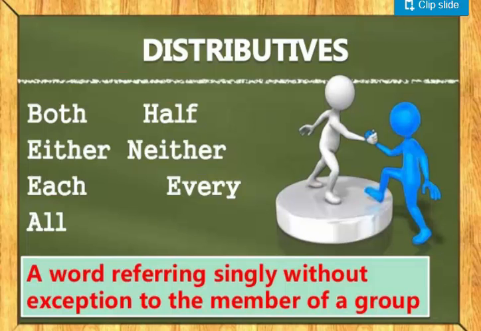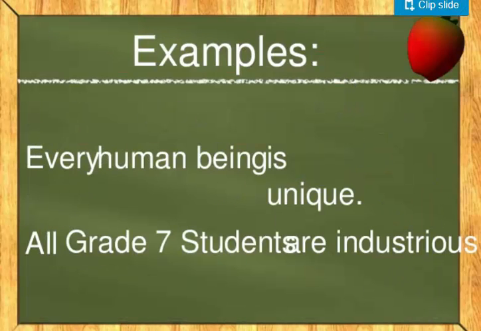Whenever you distribute some group, whenever you use some determiners in order to show some distribution or some classification, these determiners are used. For example, both, either, each, all, half, neither, or every. Right? For example, every human being is unique. All grade 7 students are industrious. So all grade 7s and every human being are the distributive determiners, right?